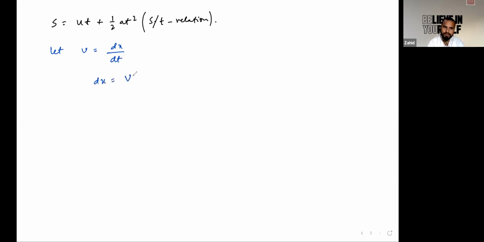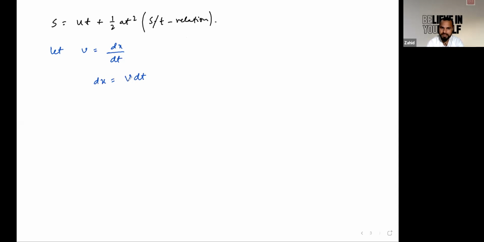Next equation is s is equal to ut plus half at squared. So this particular relation is termed the displacement time relation. As we know, displacement and time define velocity. So let's say velocity is equal to dx over dt. Just rearrange this, you will get dx is equal to v times dt. In this expression, there is no component of v.